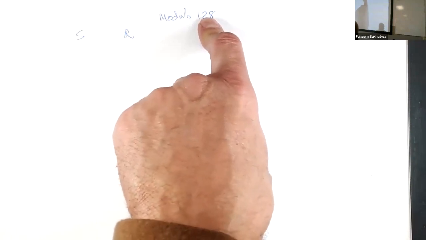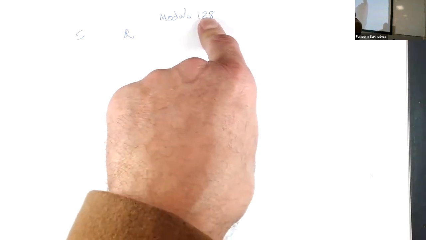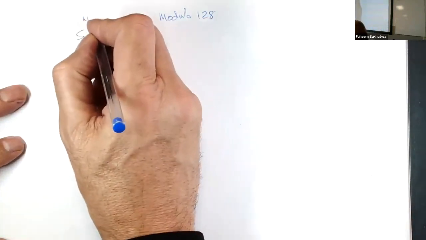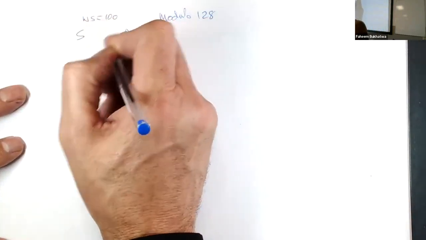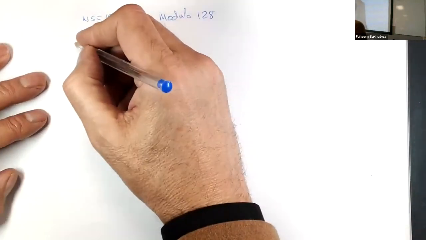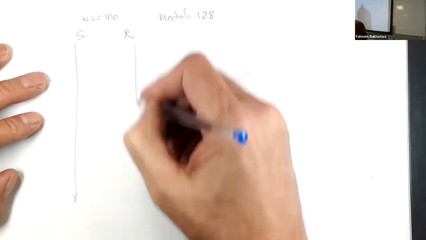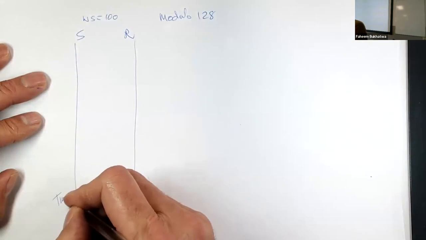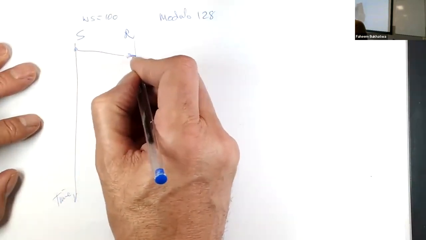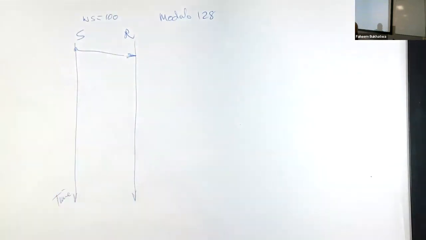The same with modulo 8: you go from 0 to 7, and when you get to 8, that becomes 0. All right, and we're going to use window size equals 100. Notice the window size always has to be less than the modulo, but for now, it's okay. And we have the time here, and this sender is going to send many frames. You want to guess what frame numbers this sender will send?